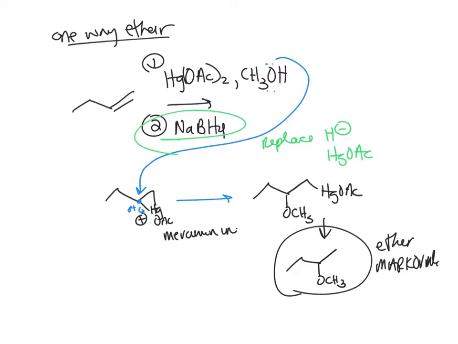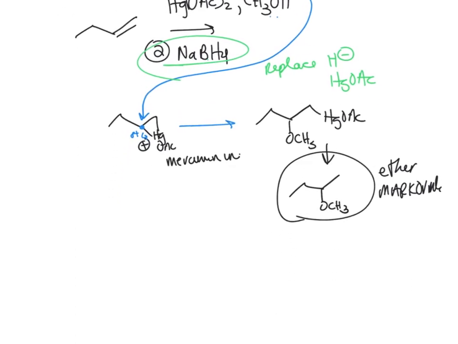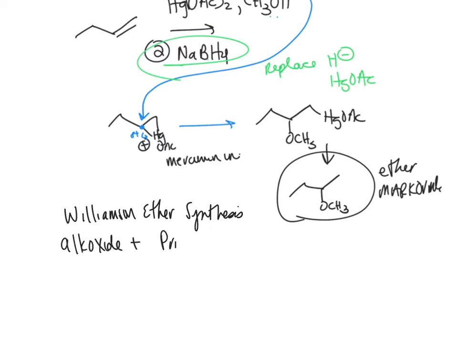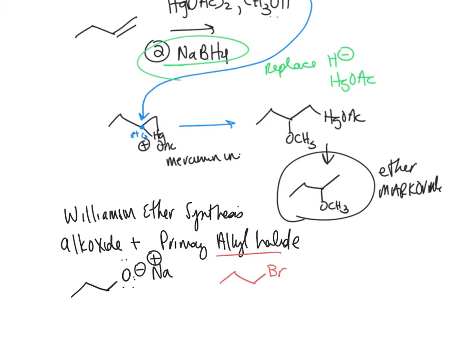The other way to make an ether is the Williamson ether synthesis. So for the Williamson ether synthesis, you need an alkoxide plus a primary alkyl halide. So those are the two things you need. And so an alkoxide would look like this, which is a strong base. You saw this when we were doing elimination reactions. And then a primary alkyl halide would look like something like this.